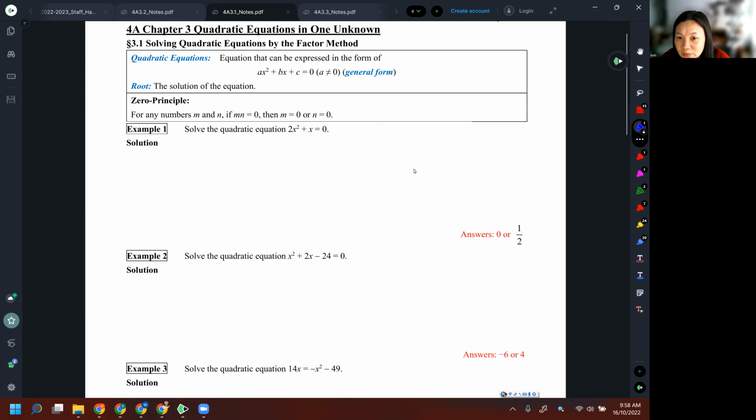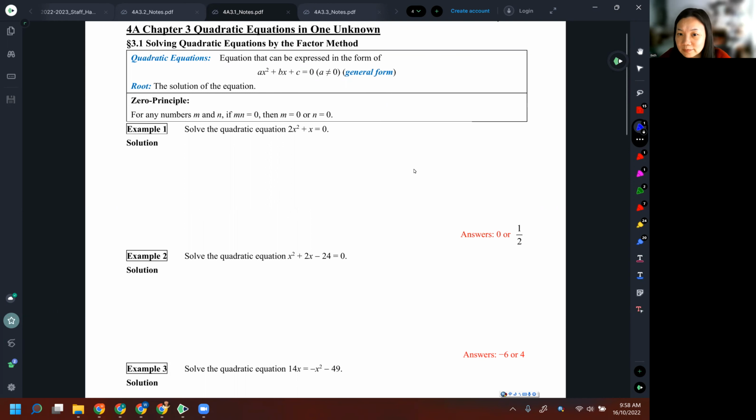Today we're continuing to explore more methods to solve quadratic equations. Before that, I want to make a few comments on the two methods we learned before.